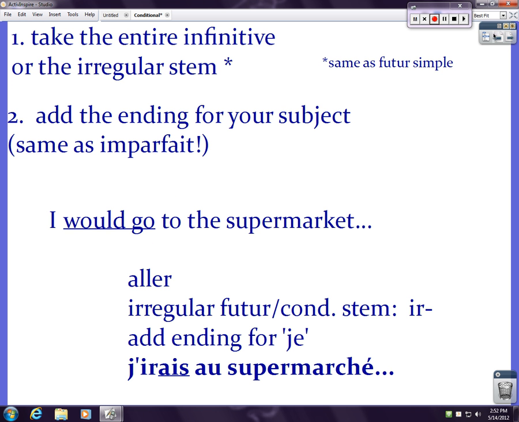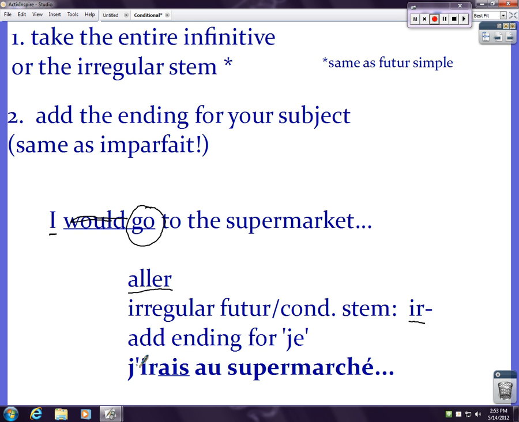So let's do an example. I would go to the supermarket. Remember, would is not a separate word, so ignore that. We're going to use this verb to go, which is aller. Now, if this was a regular verb, I would just take that whole word right there, aller. But it's an irregular one, and I already know from the future tense that its stem is ir. So I'm going to take ir and put on the ending for je because it's I would go. So the ending for je is ais. We know that because we've already done the imparfait.